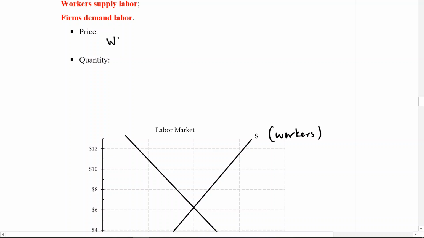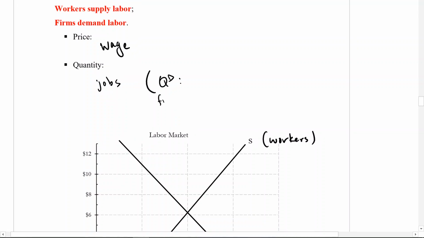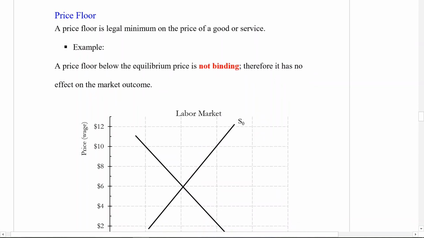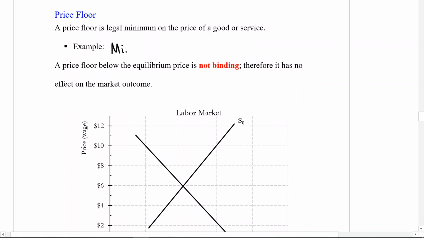And the price in the labor market is just the wage, and the quantity in the labor market is the jobs. And I'll say one extra thing in particular: the quantity demanded coming from the firms is the actual number of jobs that are being offered. Even if the quantity supplied is high, a lot of people want to work, ultimately the number of jobs, the employment, comes down to the quantity demanded. Okay, so here's our labor market. This is what it looks like generally, and we're going to use this to talk about price floors and in particular minimum wages.